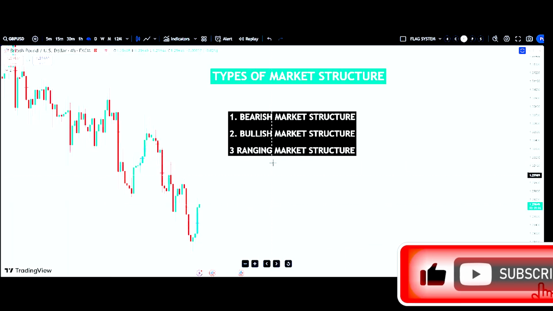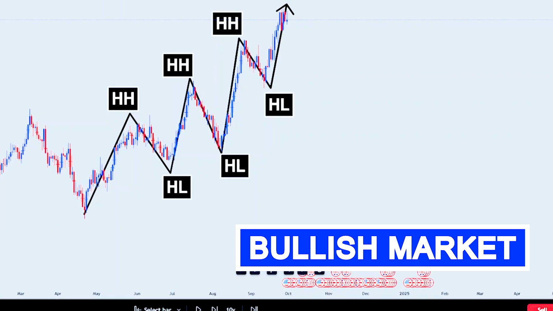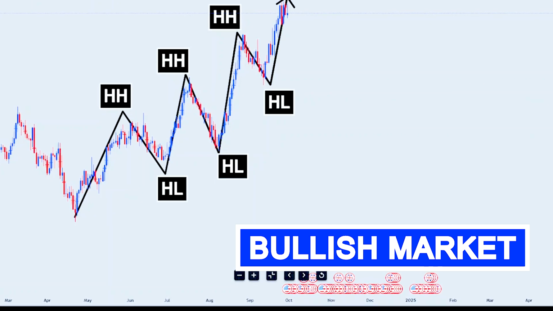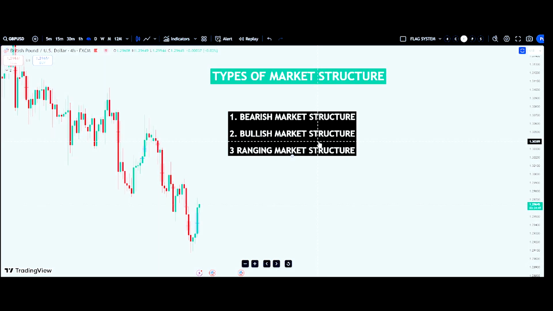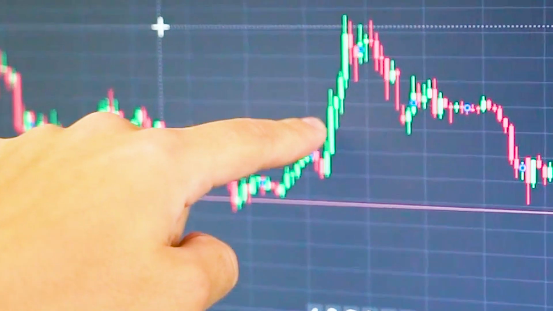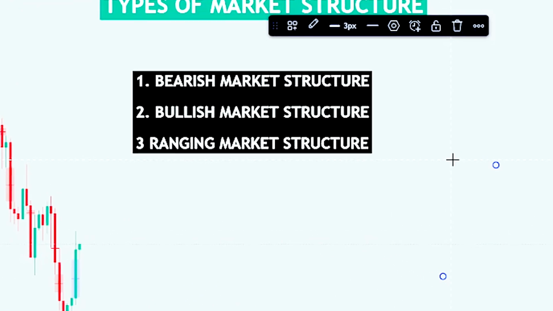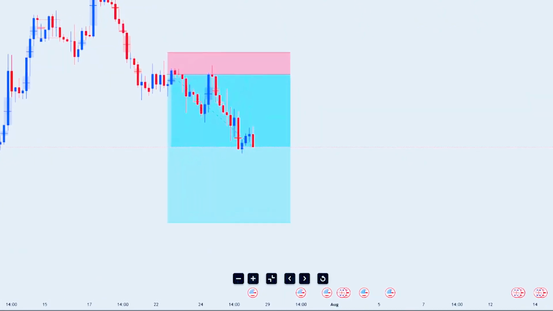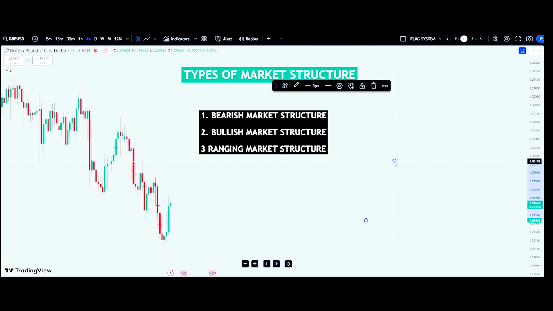The second one on the list is the bullish market structure. The word bullish means buyers. So when the market structure is bullish, it's a sign that the buyers are the ones ruling the market. When it is bearish market structure, which is number one on the list, that means the price action is falling down, that the sellers are pushing the price action down.